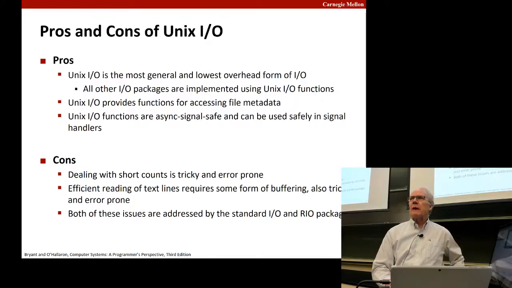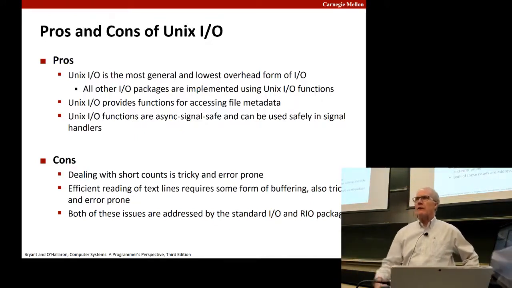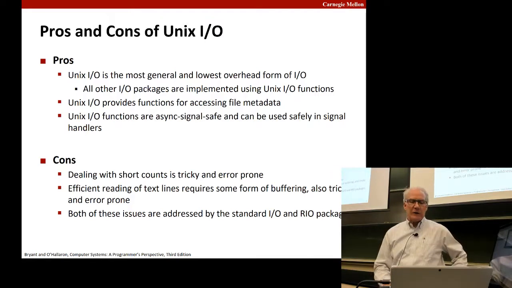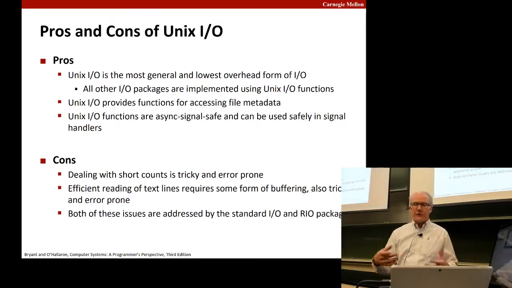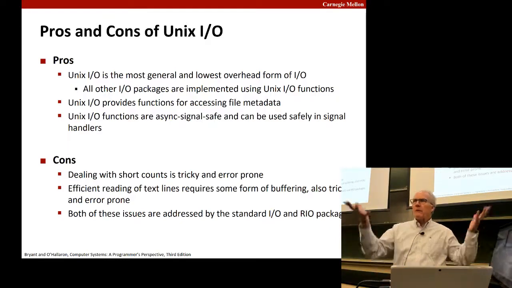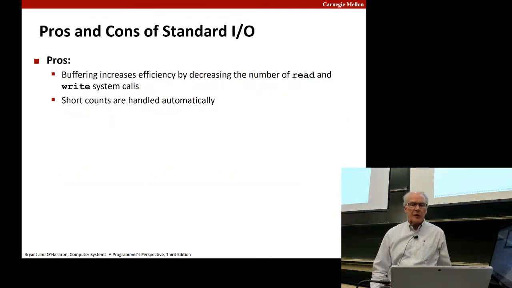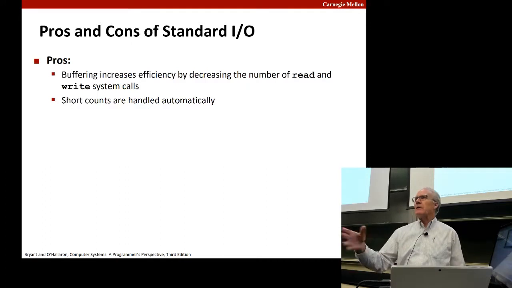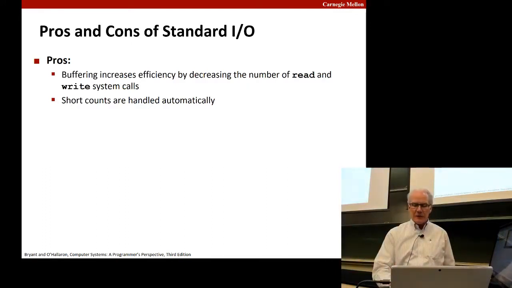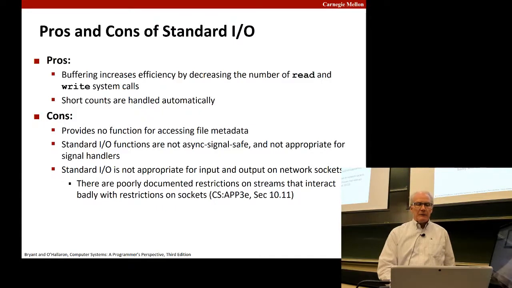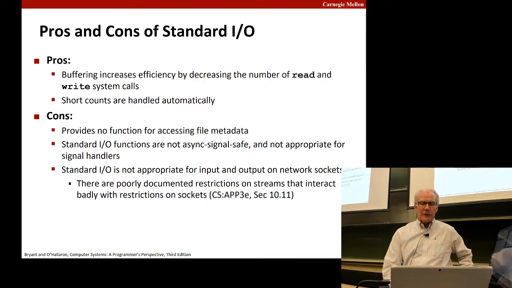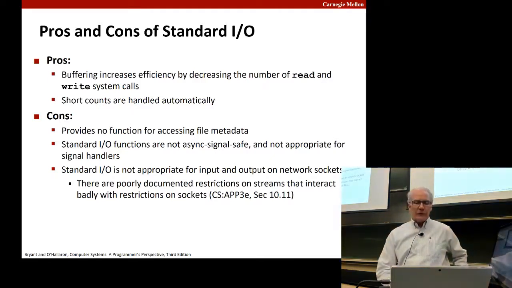As I mentioned, the problem with Unix I/O is that it's low level, and so it has all these features, like short counts. To try and handle text lines, you have to introduce some kind of buffering. That's why there are these other packages built on top of it. Standard I/O is the normal thing you want to use for routine file applications. They're not async signal safe, so you can't use them in signal handlers. You also don't want to use them on network connections, for various reasons.